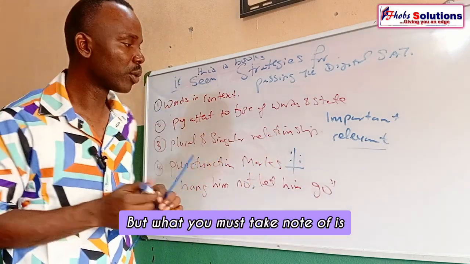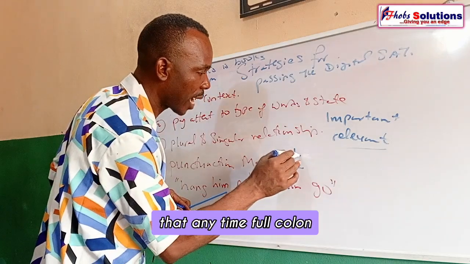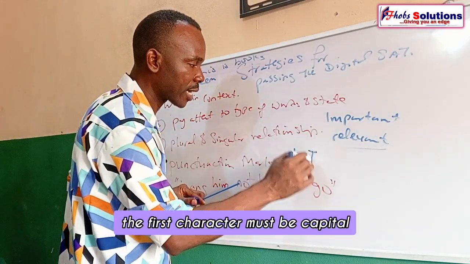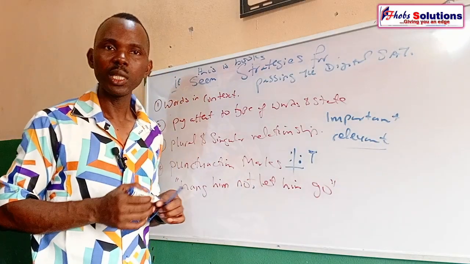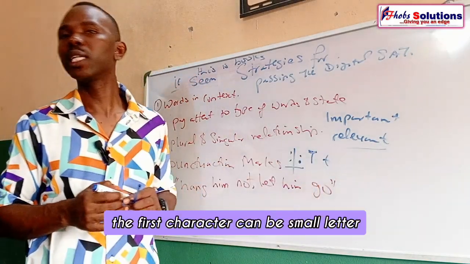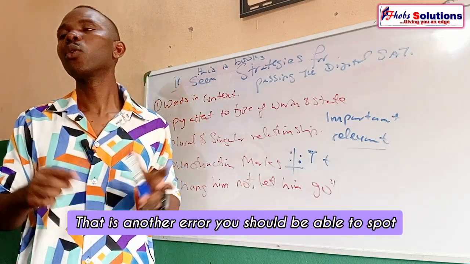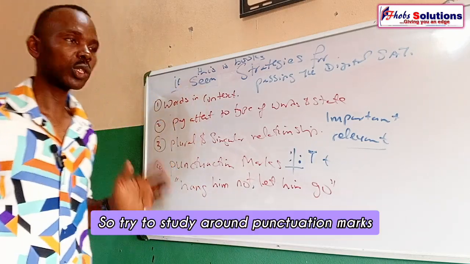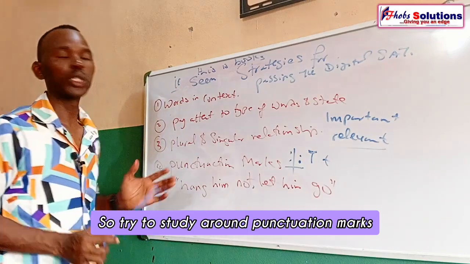But what you must take note of is that anytime a colon is used, the first character must be capital. But if it is a semicolon, the first character can be a small letter. That is another error you should be able to spot. Do you understand that? So try to study around punctuation marks.